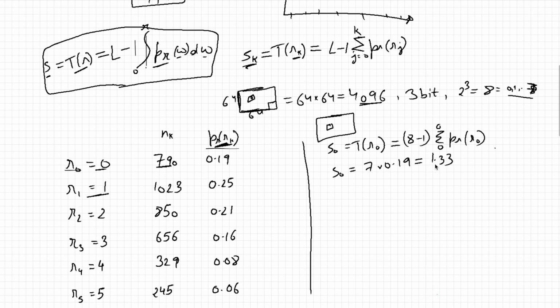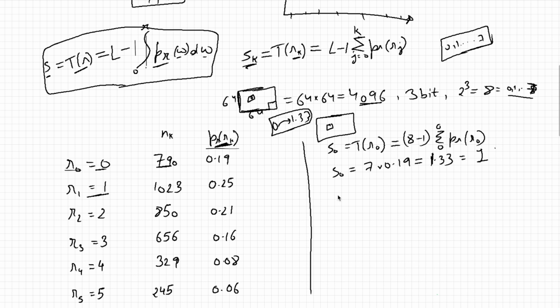Now what do we mean by 1.33? What does it mean that S of 0 is 1.33? Well, it means that every pixel that had 0 earlier, so a total of 790 pixels, will now have the value 1.33. And since the only values allowed are the discrete values 0, 1, up to 7, we will round 1.33 off to 1.